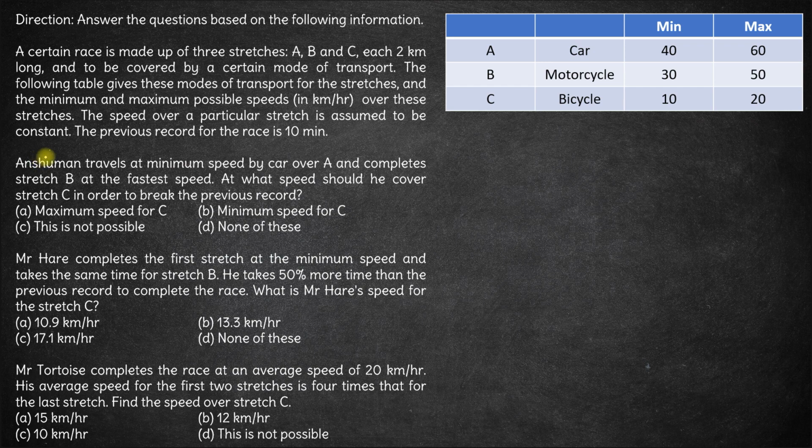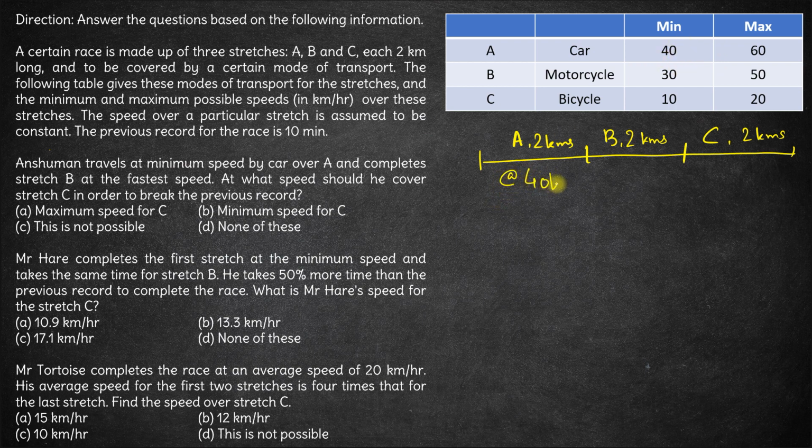The first question here is, Anshuman travels at minimum speed by car over A. So let's talk about stretch A, B and C. Stretch A is 2 kilometers. B as well is 2 kilometers. And the stretch C is also 2 kilometers. Now, it's given that Anshuman travels at minimum speed by car over A. So, the minimum speed of the car is 40. So, Anshuman travels at 40 kilometers per hour.